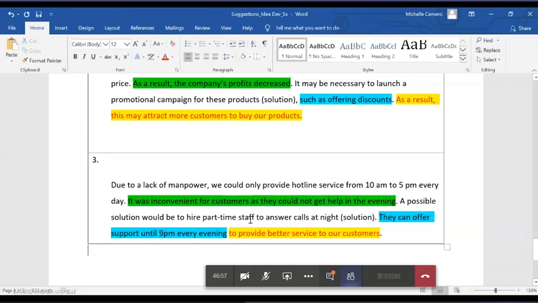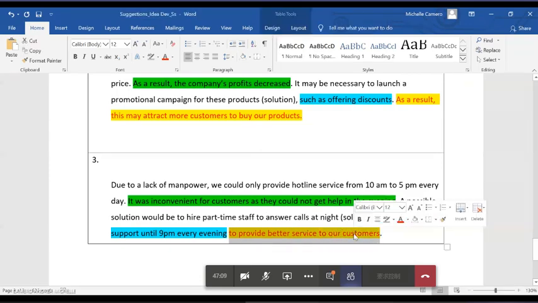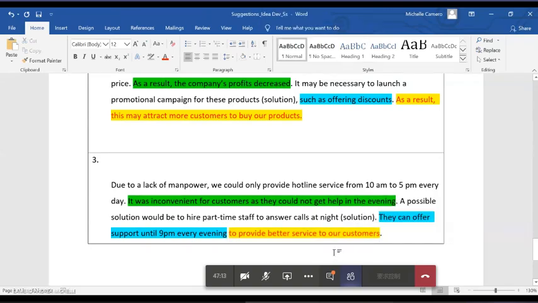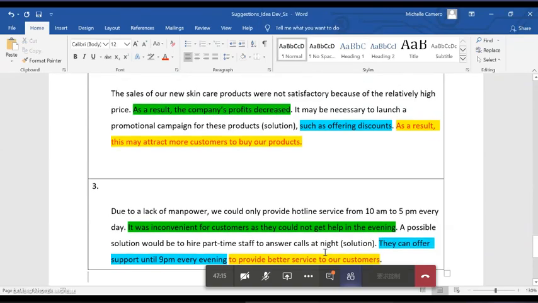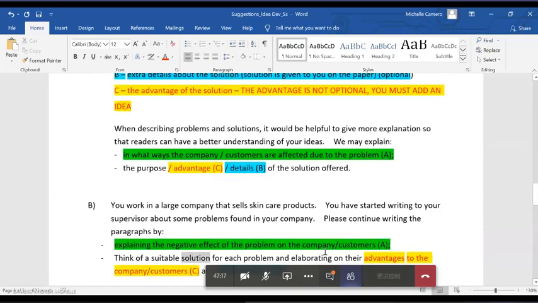So instead of just saying, oh, we can hire part-time staff to answer calls at night, now you give some very specific information about it, and then you give the advantage of the solution, which again, remember, is not optional. You must add that. Okay, so that's what we were talking about on this part of the document.